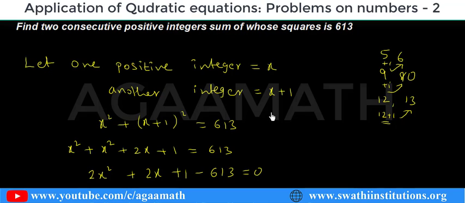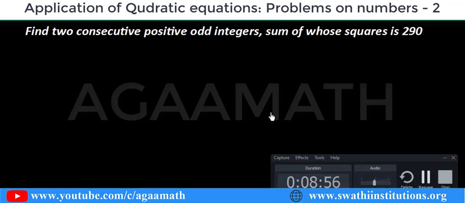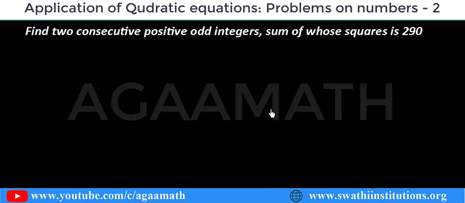Let us come to one more example now. Now here is the next question. Find two consecutive positive odd integers, the sum of whose squares is 290. A little difference between the previous question and here. So how do we write it? How do we take it and how do we solve it?